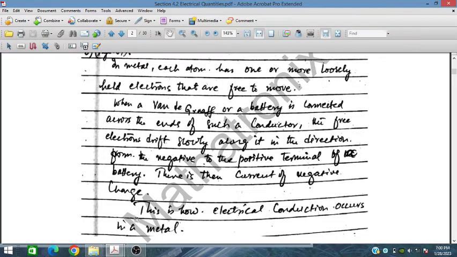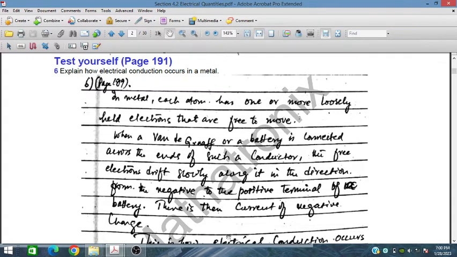So electrons flow from the negative terminal to the positive terminal. This is called electron current, and conventional current we take as the opposite of that electron flow. So this is the answer to this question.